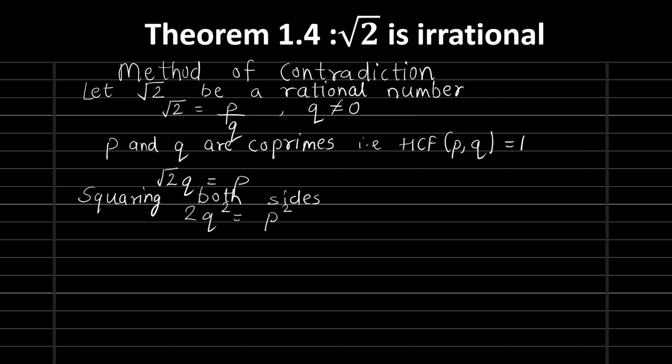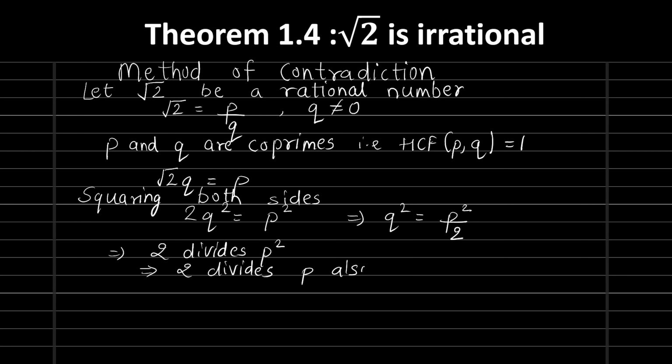So according to this, what can be conveyed? That we can write it down in the form of q square is equals to p square upon 2, which means that 2 divides p square. Now according to our previous theorem, if 2 divides p square, we can conclude that it will imply 2 divides p also, right? According to Theorem 1.3, 2 divides p also.